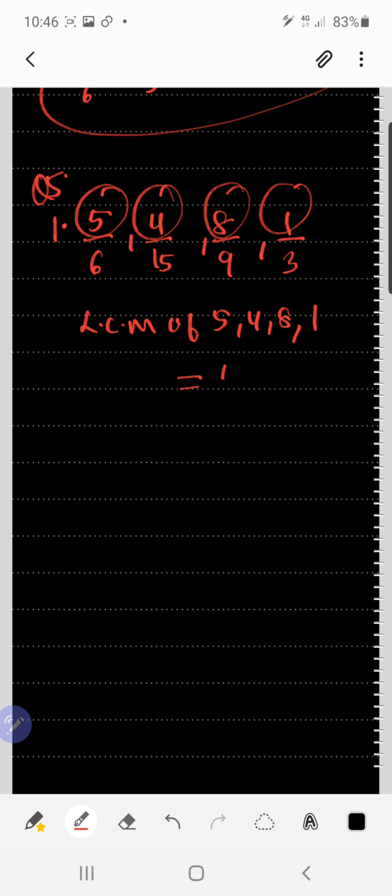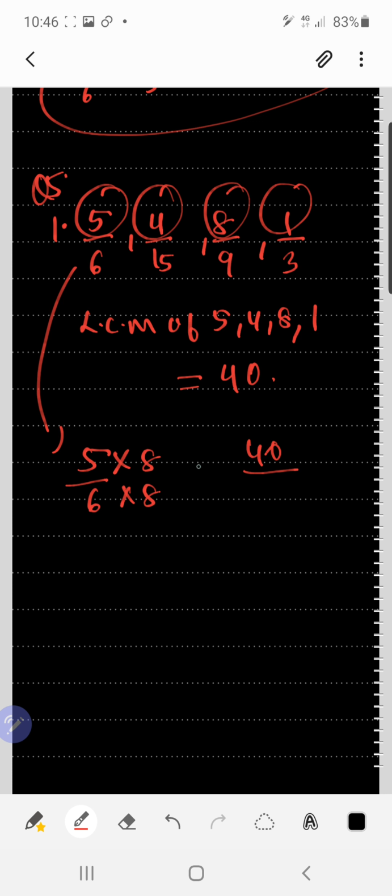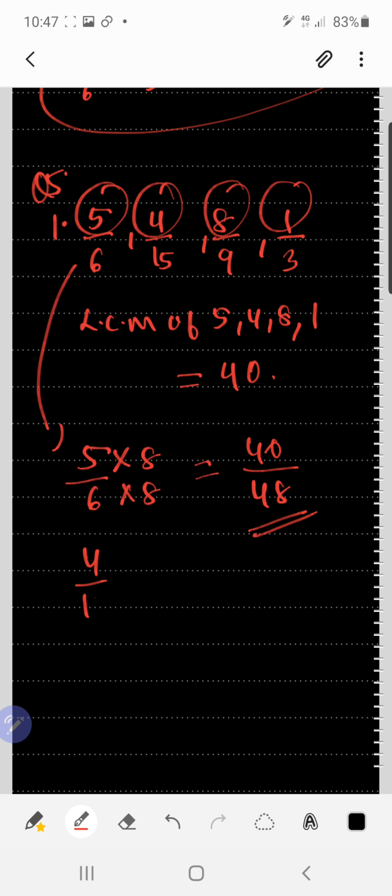Once I take the LCM, I'll get it as 40. I'll take my first fraction, make the numerator 40, not the denominator. To make numerator 40, I'll multiply with 8. So I'll get 48 down, and my first fraction is ready, 40 upon 48. My second fraction is 4 upon 15. To make it 40, I'll multiply with 10. So I'll get 40 upon 150.